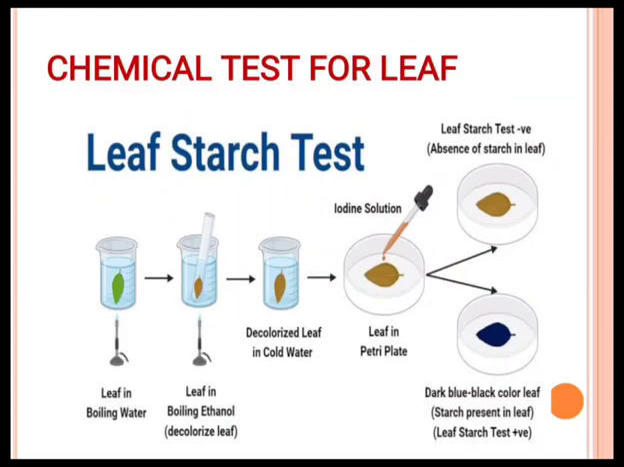Now the chemical test for leaf. Leaf starch test. The leaf is put into boiling water and then the boiled leaf is put into boiling ethanol, which decolorizes the leaf. Then the decolorized leaf is put into cold water and then taken into a Petri plate and one drop of iodine solution is added. You can observe that if a dark blue-black color is observed, it means it has given a positive result, which means starch is present in the leaf. Whereas if no color is observed, this means that starch was absent in the leaf and it gives a negative leaf starch test.